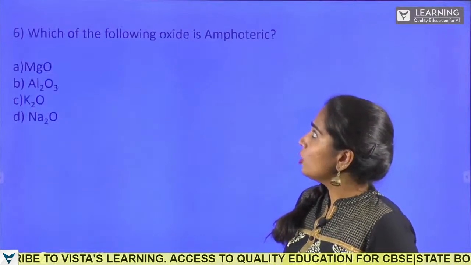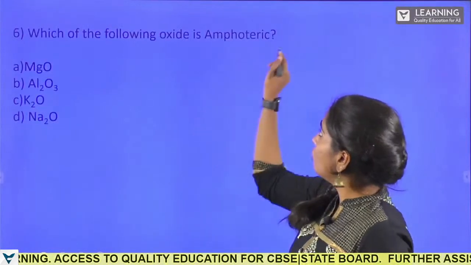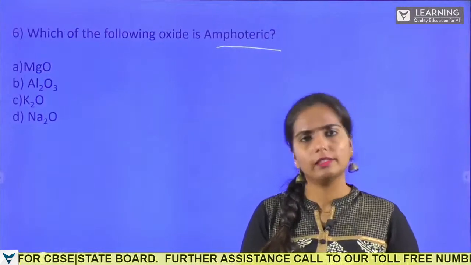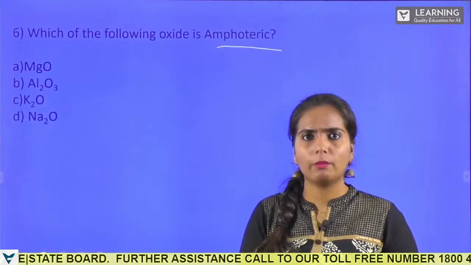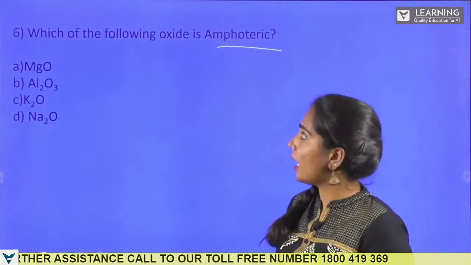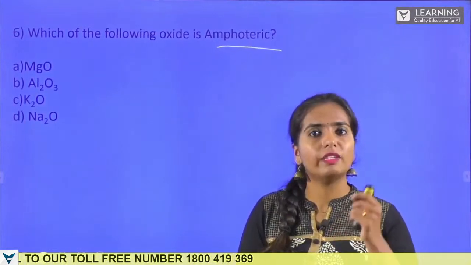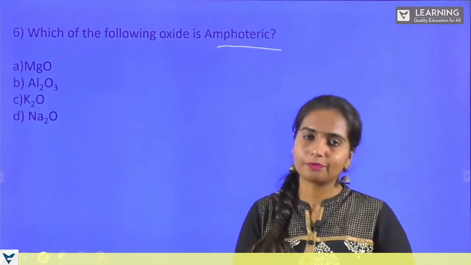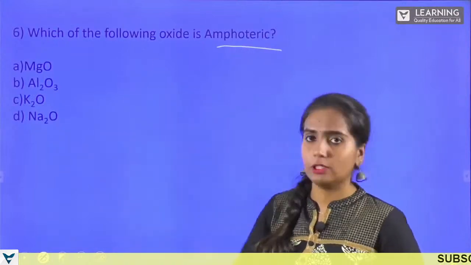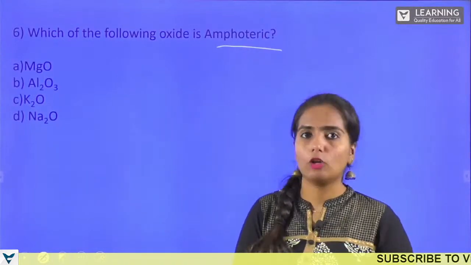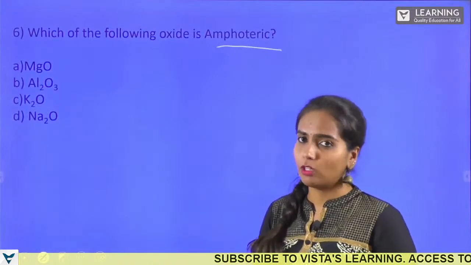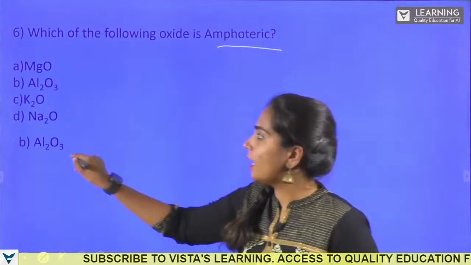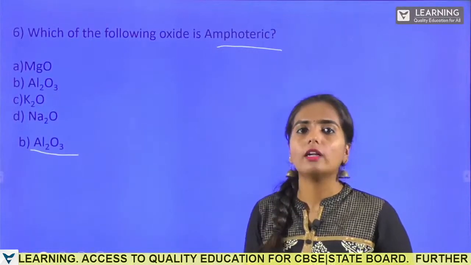Moving on, which of the following oxides is amphoteric? What do you think amphoteric is? You remember, right? Amphoteric is nothing but a compound which reacts with both acids and bases. So what do you think is the right option here? I hope you already got the right option. Yes, it is our aluminium oxide. So what is an amphoteric oxide will be our next question.